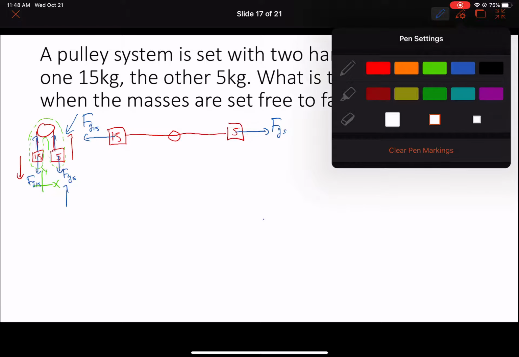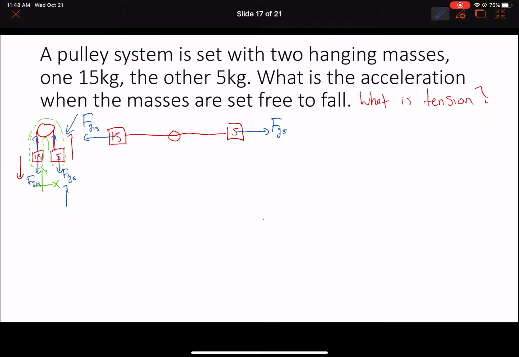Don't be scared of these little 5s here. I'm just adding a second subscript just so you know that the force of gravity for one block is different than the force of gravity for the other block, which should make sense. One block is heavier than the other, so the force of gravities are different. And that's it. There's no other forces here. There's just those two forces, right?